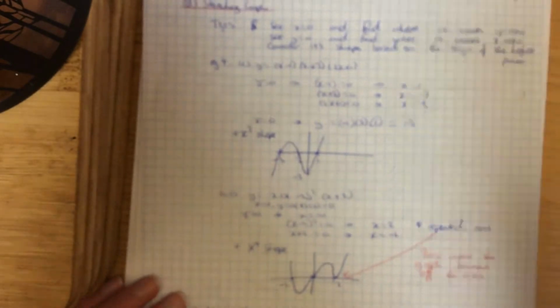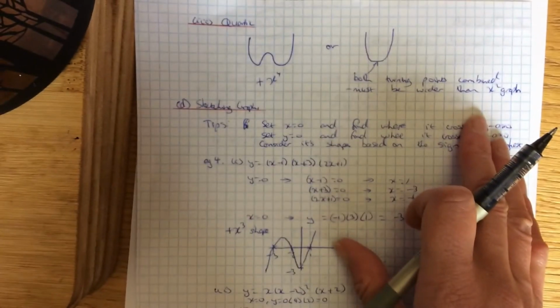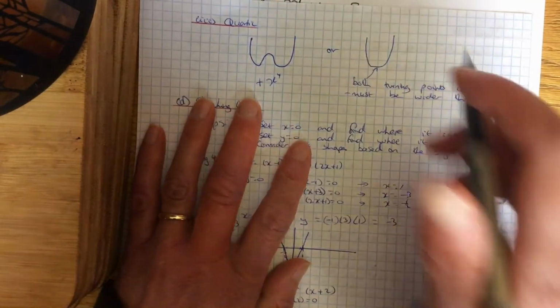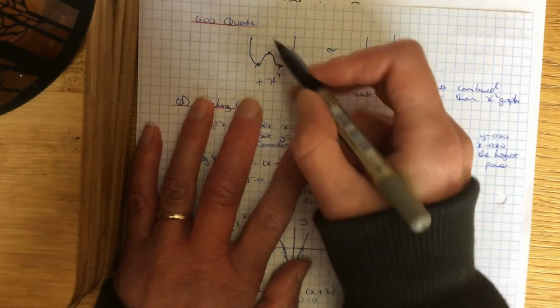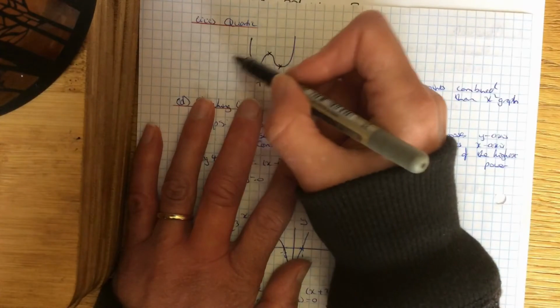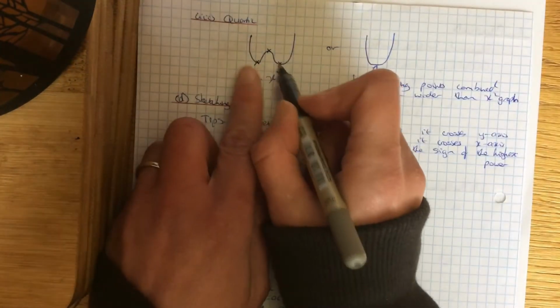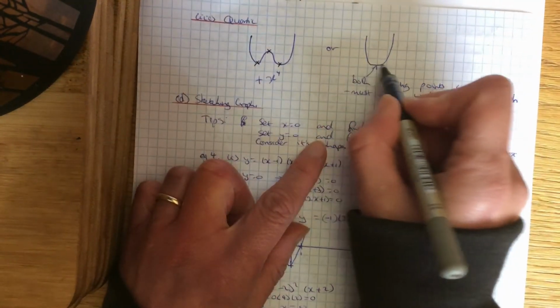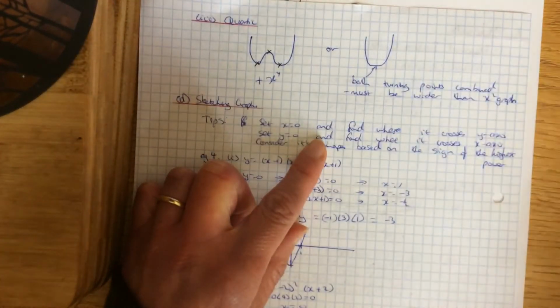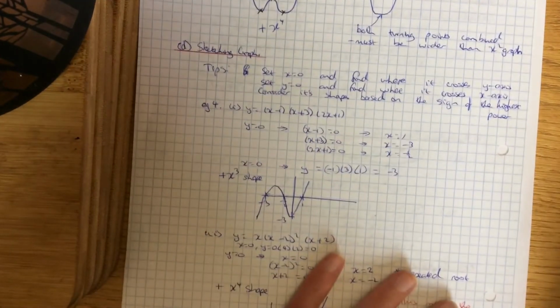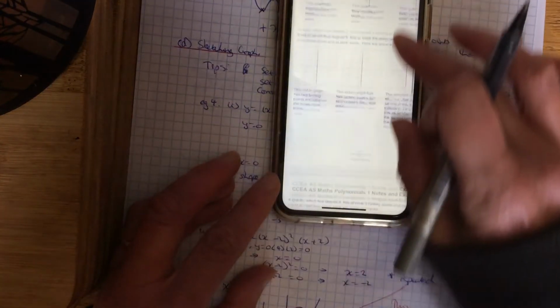Now, a new one, a quadratic graph. It's got three turning points, 1, 2, 3, and that's a positive one. Negative one's just upside down. Now, whenever these three points join together, it's like a wide bottom. So it's a bit wider than an x squared graph. That's all you need to know in there, just the basic forms of those graphs.